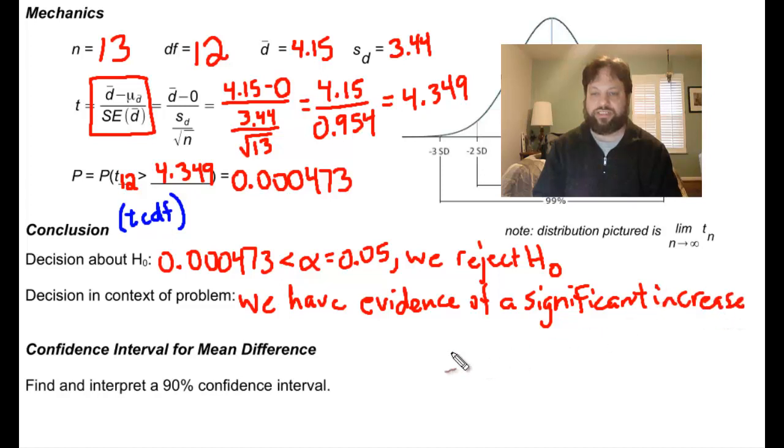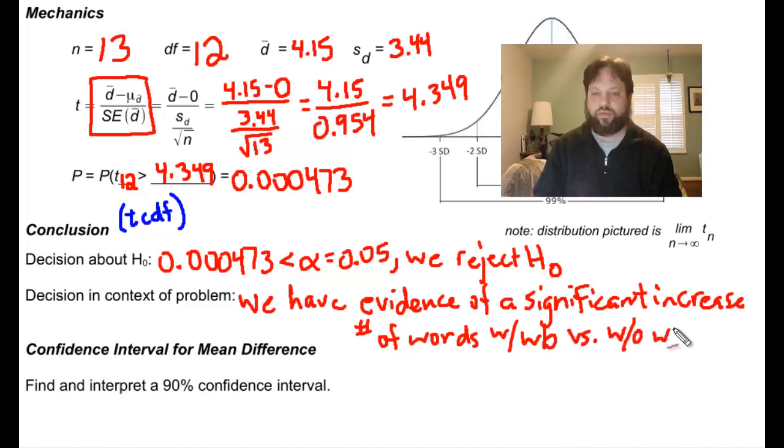And this is an increase in the number of words with the word bank, and I'm going to abbreviate word bank, versus the words without a word bank. So according to our data here, we find that having a word bank does seem to allow students to find more words in those 7 minutes.